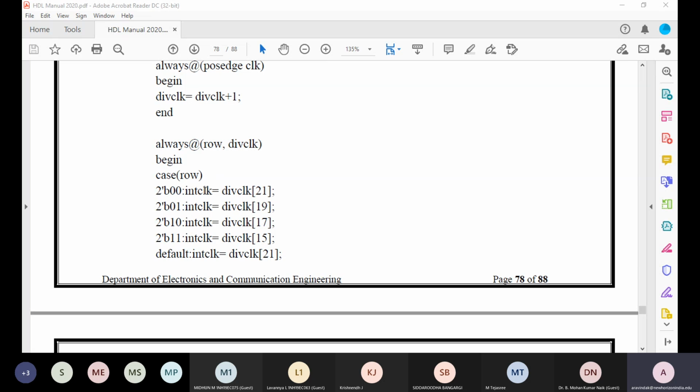When we connect this daughter board to the FPGA kit and when we set our user constraints file, for each of these int clock we are going to assign a particular pin in FPGA. For all these inputs and outputs we will be assigning particular pins. That is why we are using these many signals or variables.